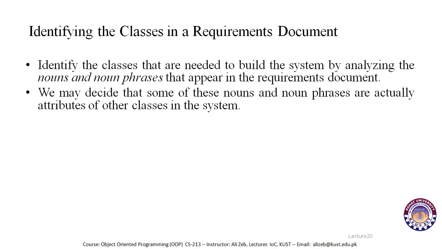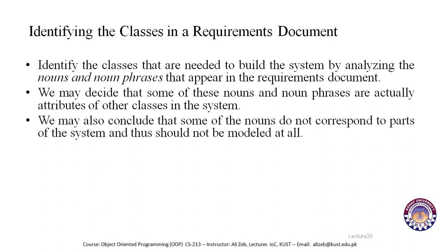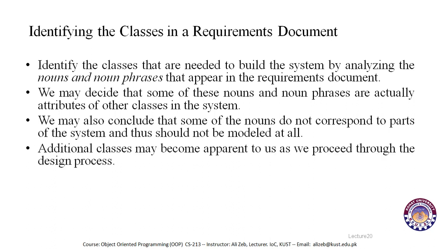We may decide that some of these nouns and noun phrases are actually attributes of other classes in the system. So some of these nouns might be your classes, and some might be the attributes of those classes, but you will get an idea of where to start from. We may also conclude that some of the nouns do not correspond to parts of the system and thus should not be modeled at all. You might throw away some of the nouns from the initial analysis, but still you will get a place to start from. Additional classes may become apparent to us as we proceed through the design process.